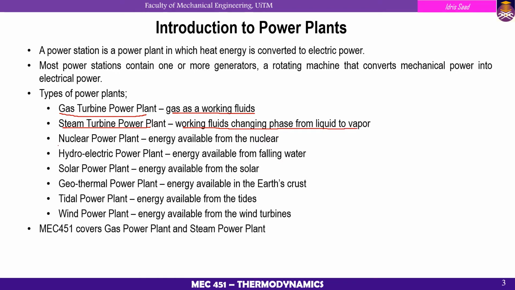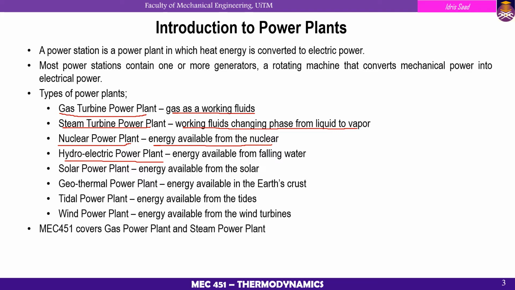Next, we do have the nuclear power plant. So we will use the energy available from the nuclear. Basically, this is quite a dangerous power plant, which is if something bad happens, it will produce radiation that will cause catastrophic failure to the world. So next we have the hydroelectric power plant. We do have many hydroelectric power plants in our country.